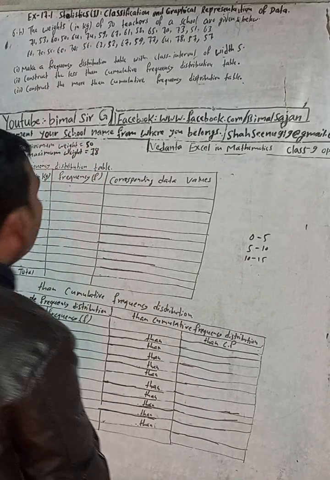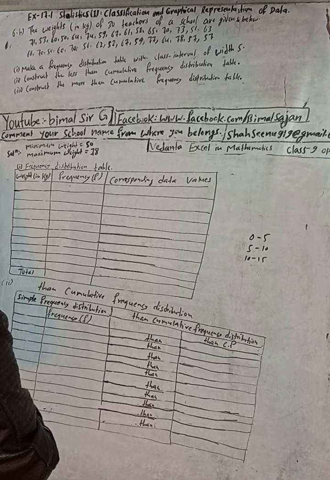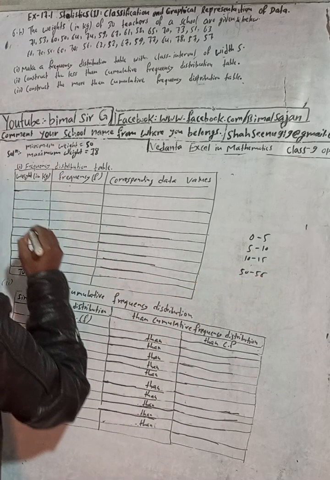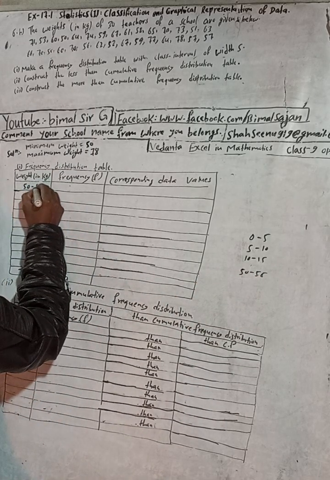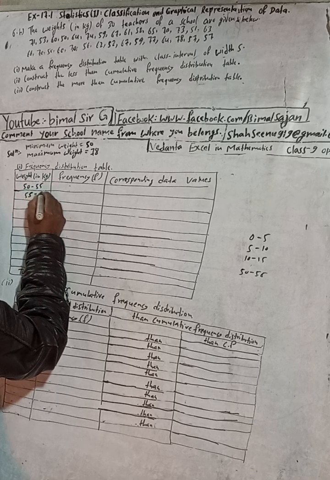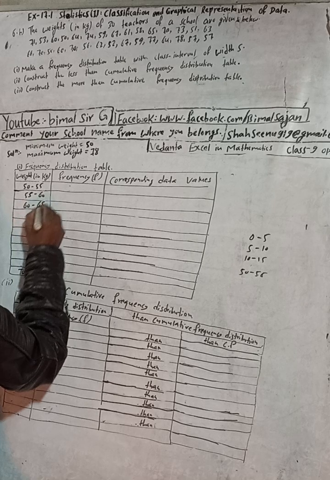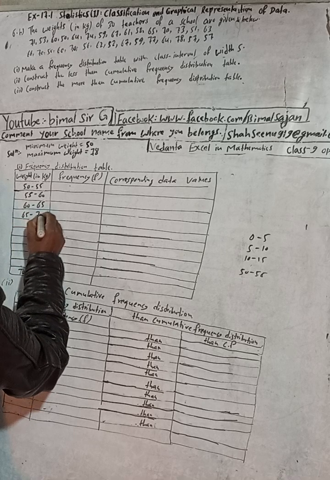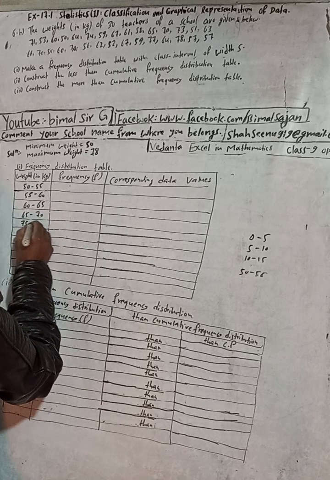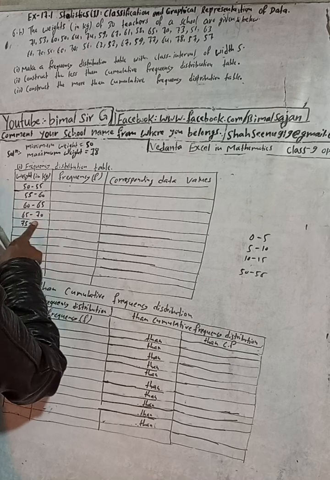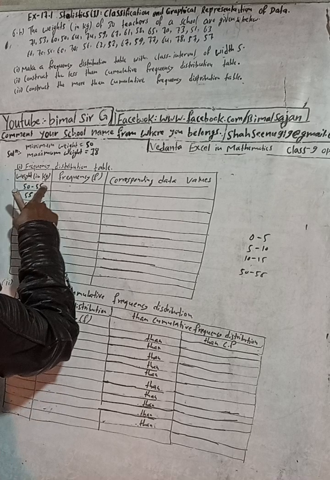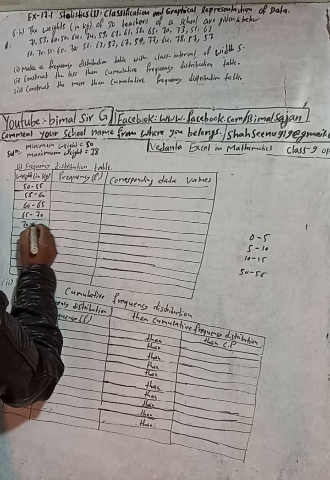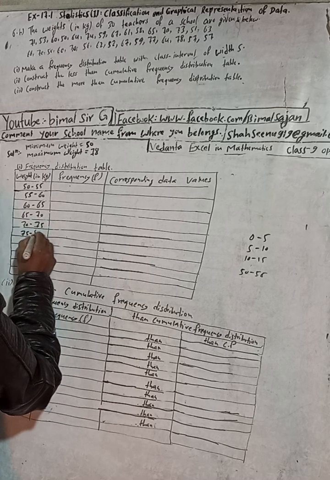So we can start from 50: 50 to 55, 55 to 60, 60 to 65, 65 to 70, 70 to 75, and 75 to 80.